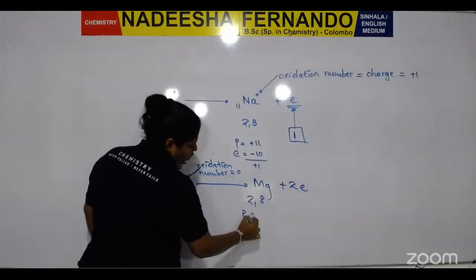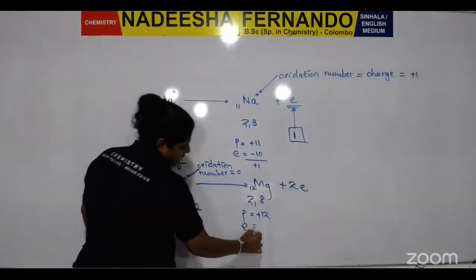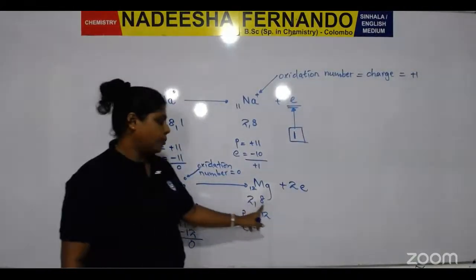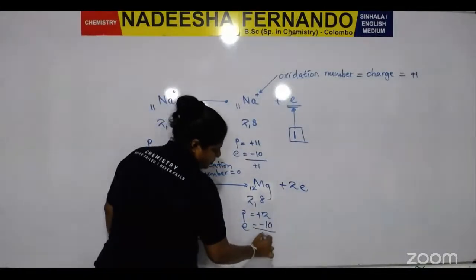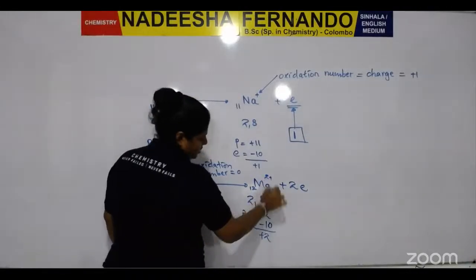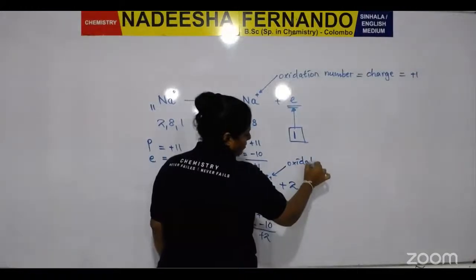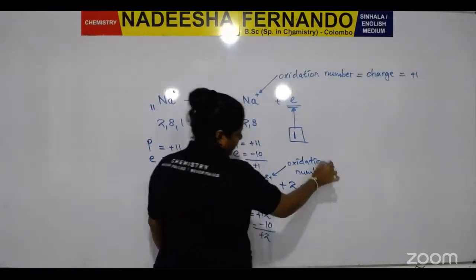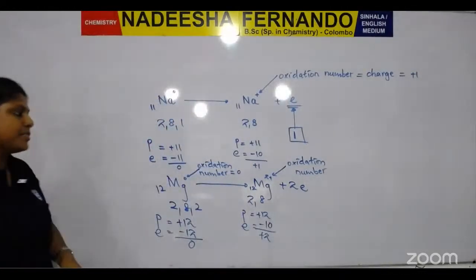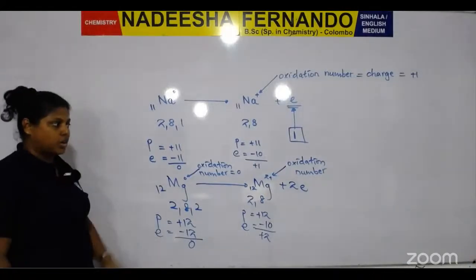The number of protons has not changed, that is plus 12. But the electrons change to 2 plus 8, 10, minus 10. So now the charge is plus 2. This is the oxidation number of magnesium after removing 2 electrons. Right? After removing 2 electrons, magnesium takes plus 2. The plus 2 charge we call the oxidation number.